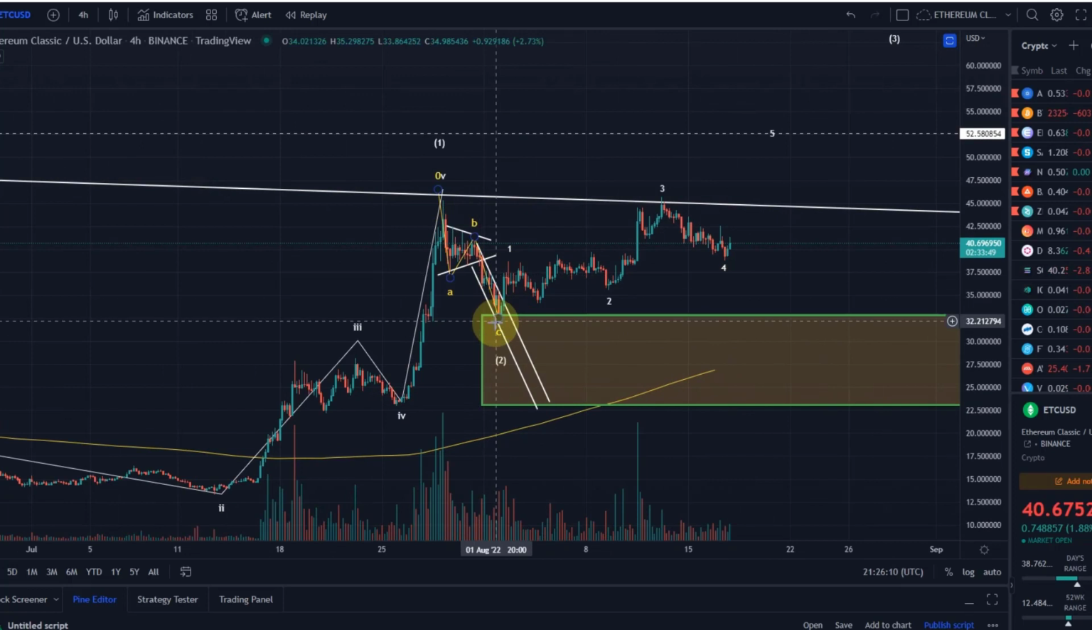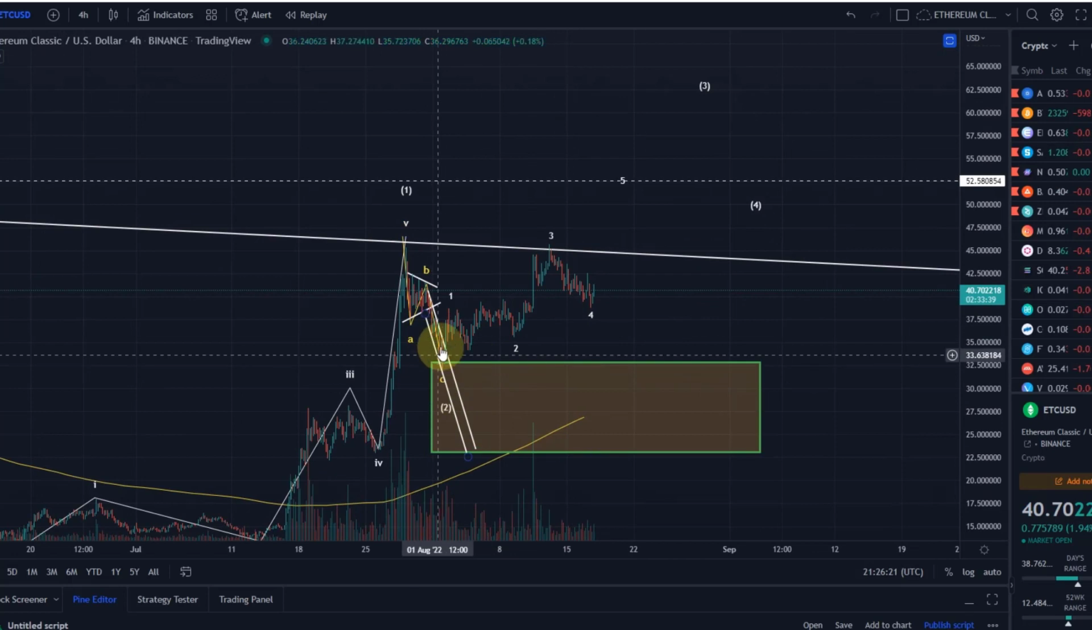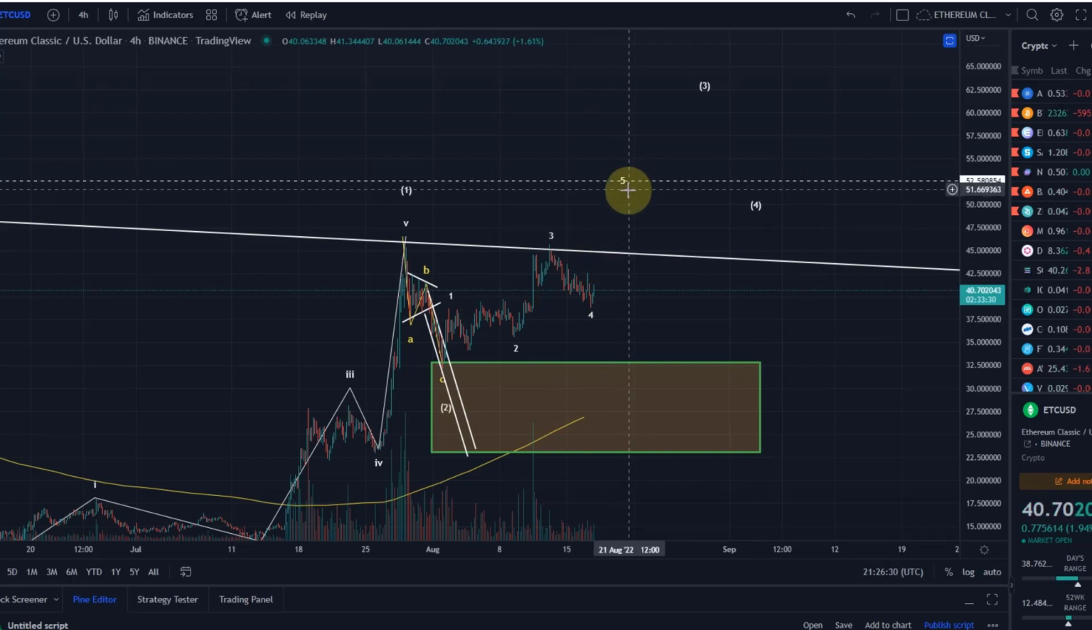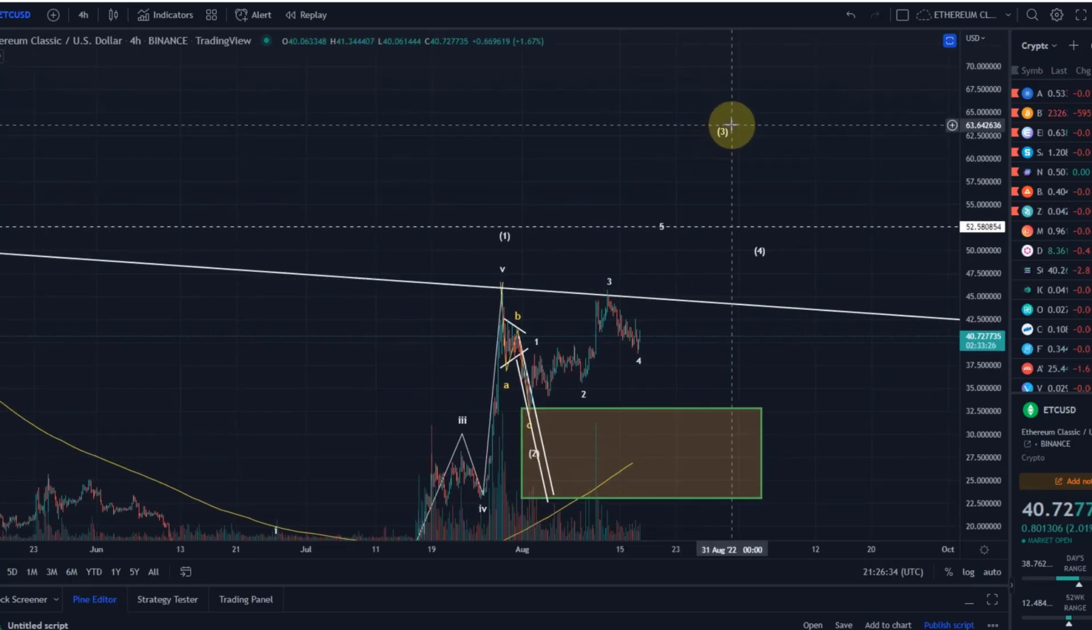Now we came down, we touched the area, we came down to $32. But we didn't really go deeply into this green area. So then we started to move up, which already looked very impulsive, in a wave 1, came down in a 2, moved up in a 3, down in a 4, and we would now expect to move up in a 5, ideally, to probably just make a start of this larger wave 3.